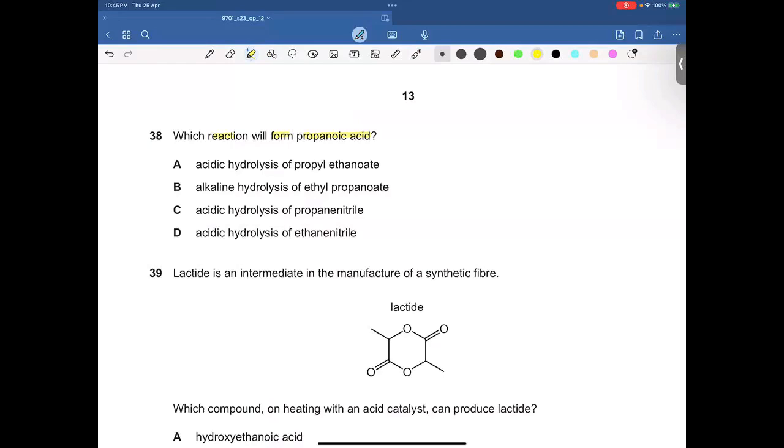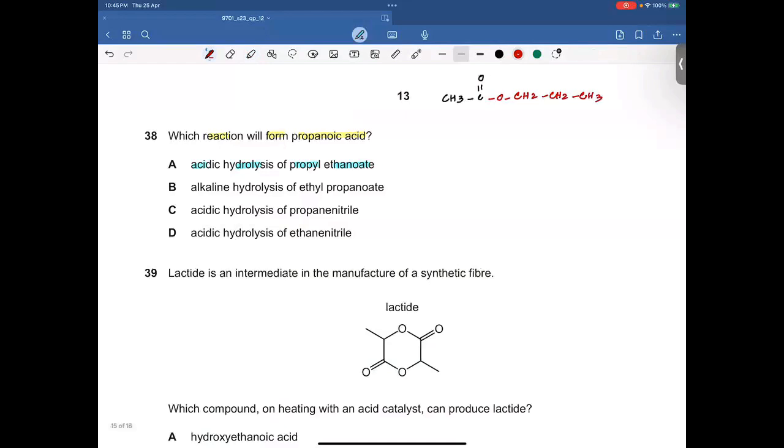Oh my goodness, propanoic acid. Oh, okay. Acid hydrolysis of propyl ethanoate. Let me make the structure of propyl ethanoate. Propyl ethanoate. This is CH3, CO, propyl, O, CH2, CH2, CH3.